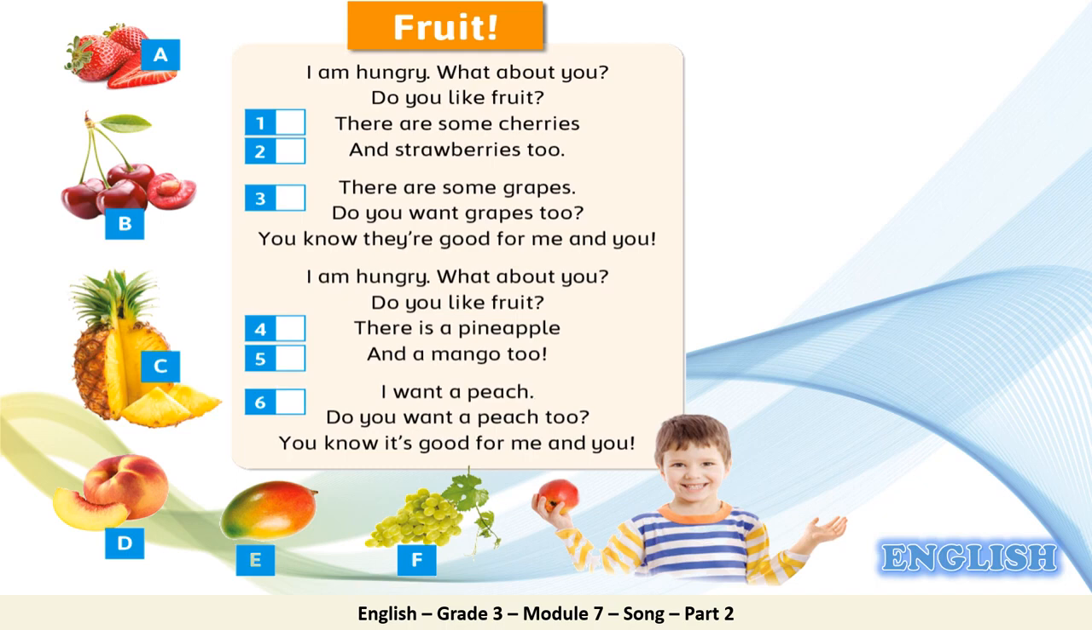Did you find all 6 fruit? I am sure you did. Let's do that together. Did you find the first one? Which one is it? Cherries. Excellent. The second one? Strawberries. The third one? Grapes. Well done. The fourth one? Pineapple. The fifth one? Mango. The last one? Peach. Excellent. You found all 6 fruits we learned yesterday. Here's your star.